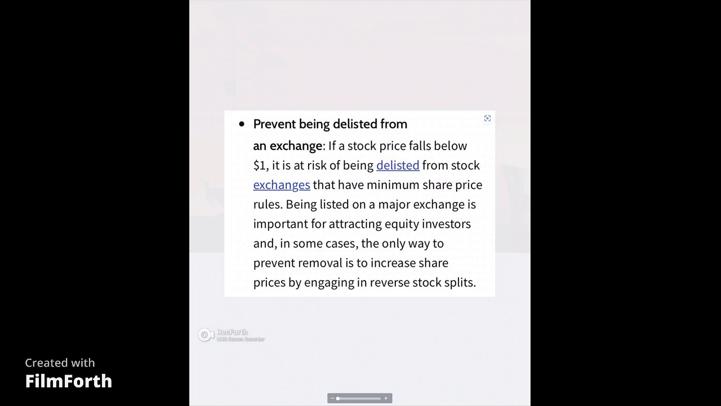Now, to prevent being delisted from a stock exchange is one reason why a company will do a reverse split. And like I said earlier, if the stock price falls below $1, it's at risk of being delisted from the stock exchange. They have to have a minimum share price of $1 in order to be listed on the NASDAQ exchange. Being listed on a major exchange is important for attracting equity investors, and in some cases, the only way to prevent removal is to increase share prices by engaging in a reverse stock split. And guys, this is the most common reason that you will see reverse stock splits done.